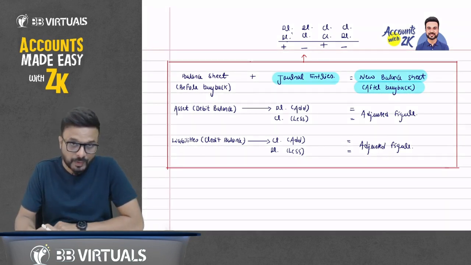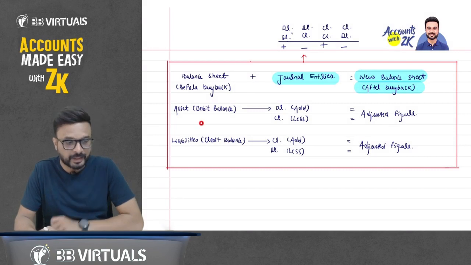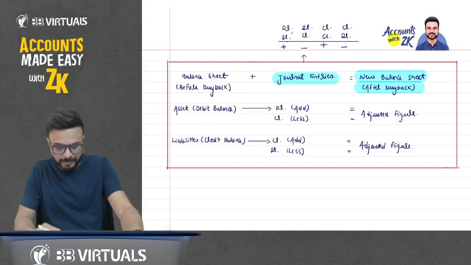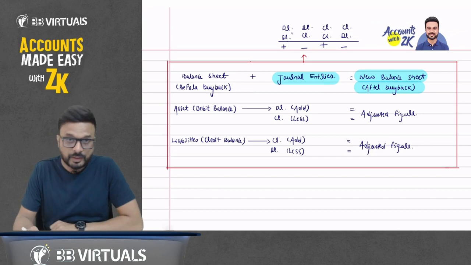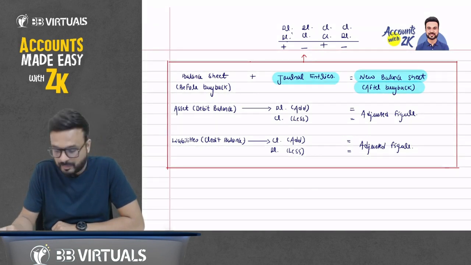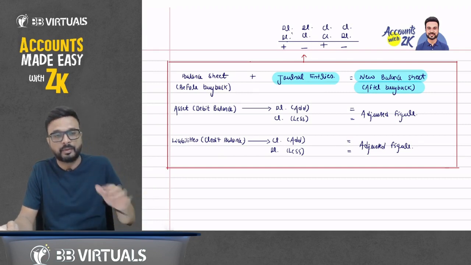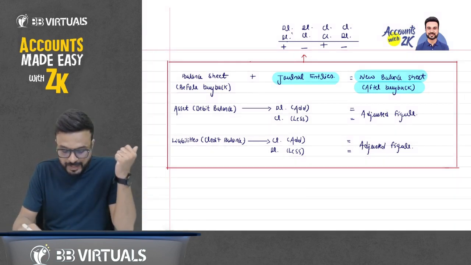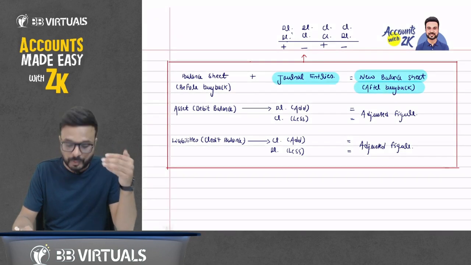Then what about the asset? Assets have debit balances. So in the journal entry, if you have debited that item, we will add it, and if you have credited that item, we will less it. Whatever amount comes, we will write it down in the new balance sheet. That is the adjusted figure after the add or less because of this journal entry.